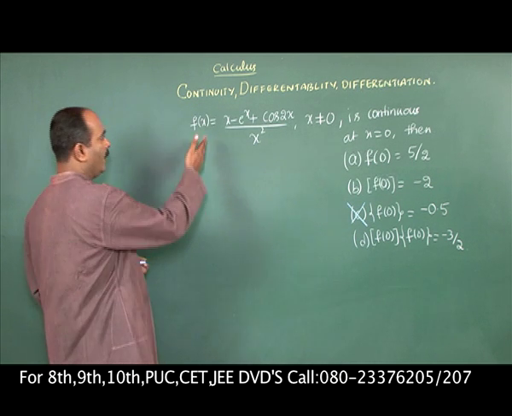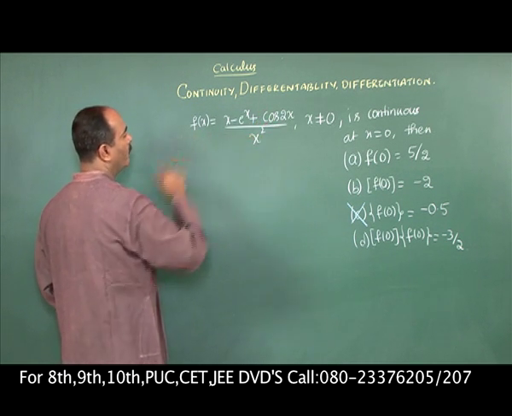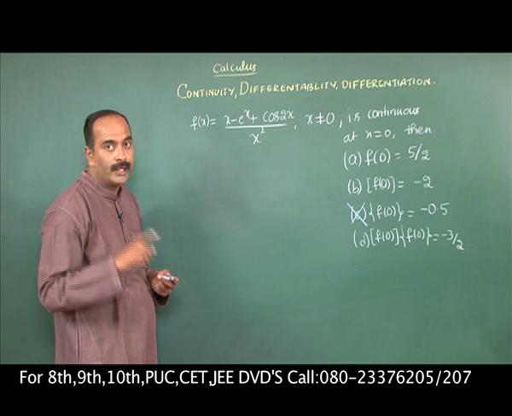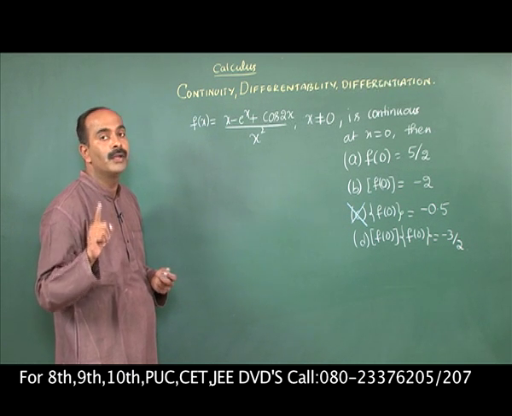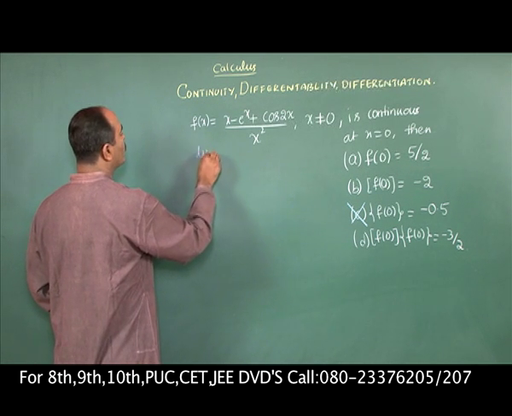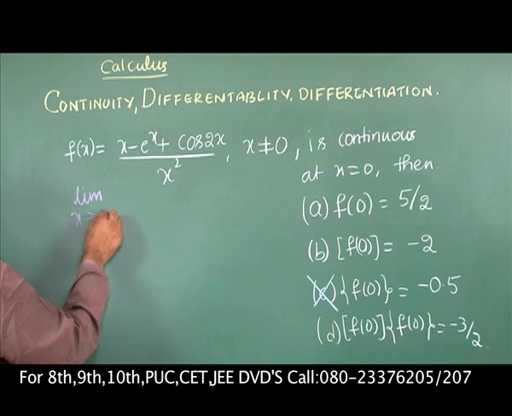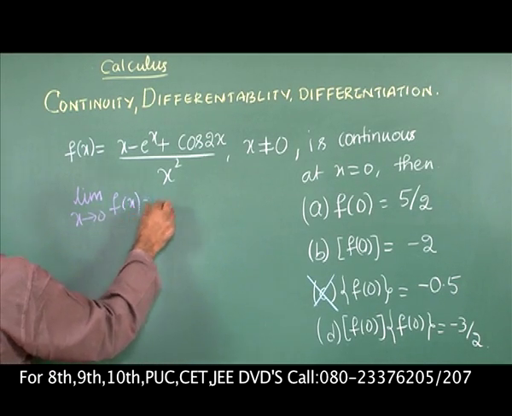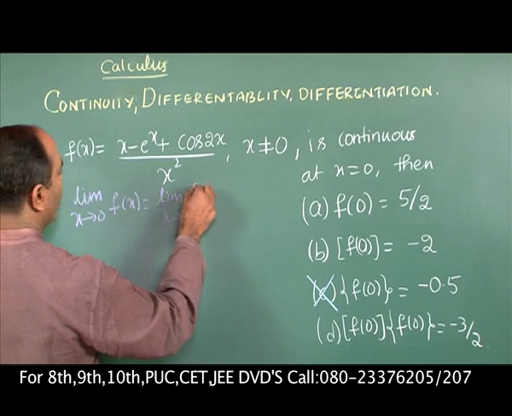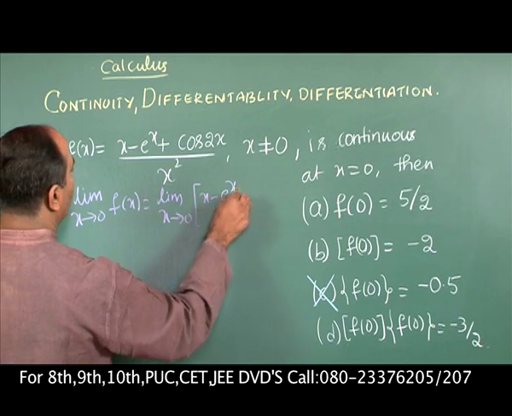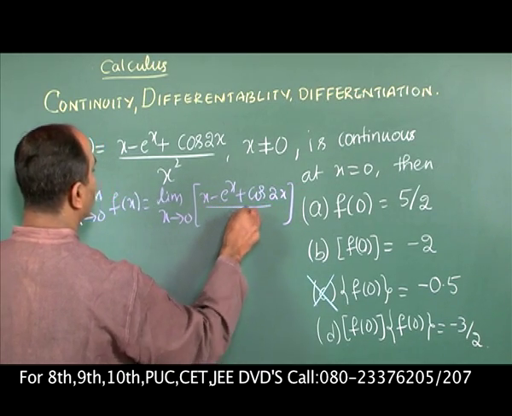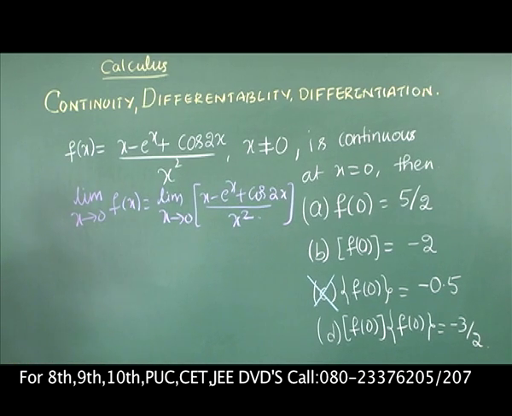Anyway, f of x is (x minus e power x plus cos 2x) divided by x square, and it is continuous. That means limit x tends to 0, f of x must be finite. That means f of x must be a simple evaluation of limit x tends to 0 of (x minus e power x plus cos 2x) divided by x square. I hope you have understood this line.